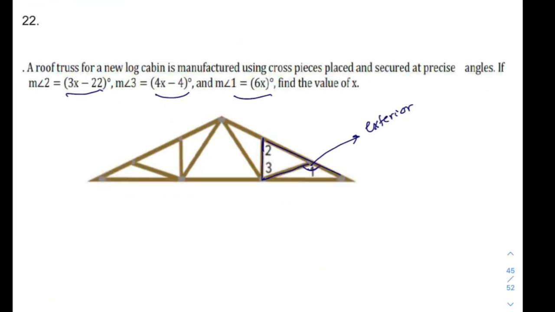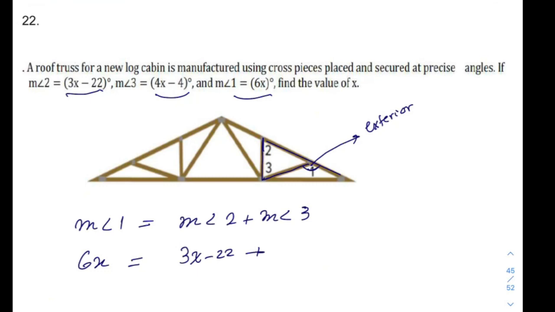So the first important thing is to set the equation properly. Measure of angle 1, because it's an exterior angle, is equal to measure of angle 2 plus measure of angle 3. So measure of angle 1 will be 6x, equal to measure of angle 2 plus measure of angle 3, which is 7x minus 26. And when you solve the equation, x is 26. Easy.